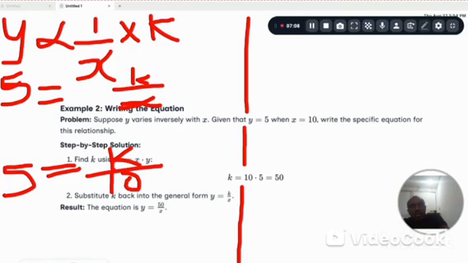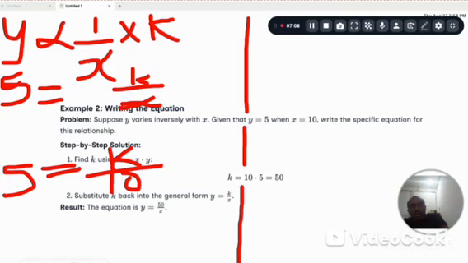Now the last one is to solve for the unknown. I'll be making use of this relationship, this formula here, to solve the unknown. Y equals 40 over x. Let me just clean this so we can see the question properly. So now the question says, find y when x equals 8. So let's find the value of y when x equals 8.